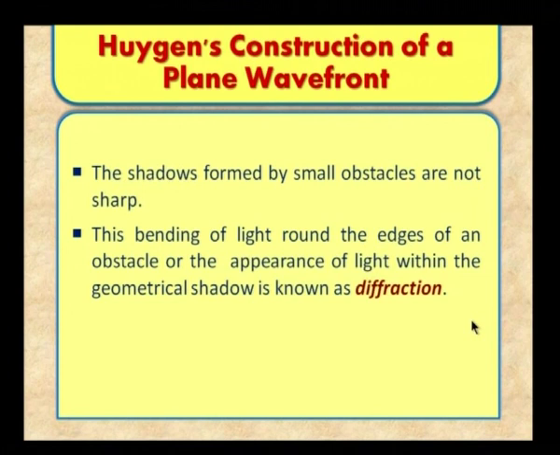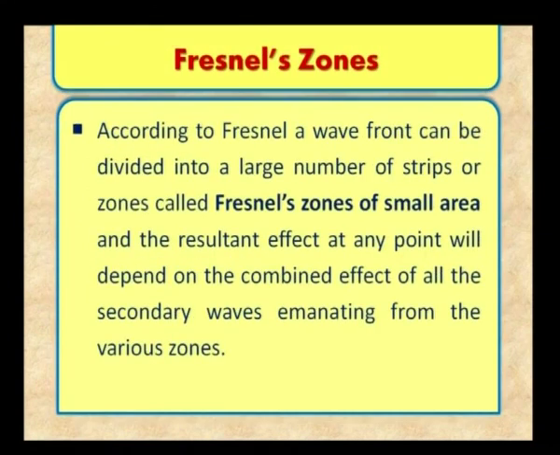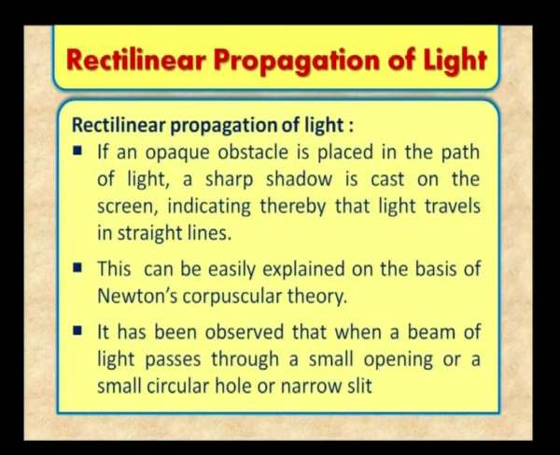The shadows formed by small obstacles are not sharp, that is one point. This bending of light around the edges of an obstacle, or the appearance of light within the geometrical shadow, is known as diffraction. According to Fresnel, a wavefront can be divided into a large number of strips or zones of small area called Fresnel's zones, and the resultant effect at any point depends upon the combined effect of all the secondary waves emanating from various zones. Now, the rectilinear propagation of light.